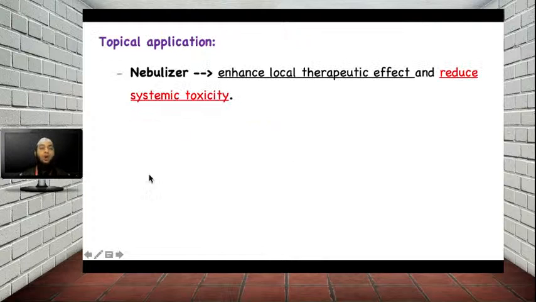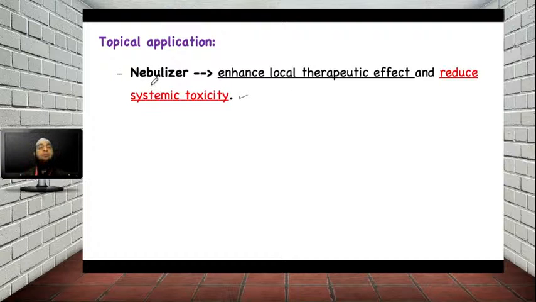Then in case of topical application, giving drugs through the nebulizer enhances local therapeutic effect and reduces the systemic toxicity. So you know that since the patient cannot follow your instruction because the child is of very small age, you can use the nebulizer. With the nebulizer, you put a mask on the face of the child and you give medicine through nebulization. When you give through this route, it is not going into the blood circulation, it is directly going into the lungs, and it helps to control the asthma. So it is a very easy way of giving medicine to the child.